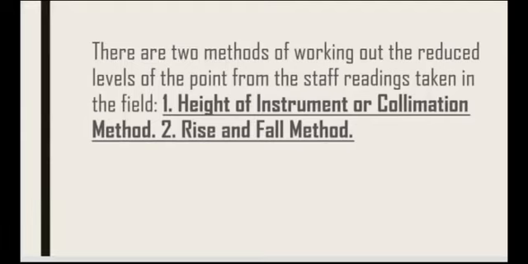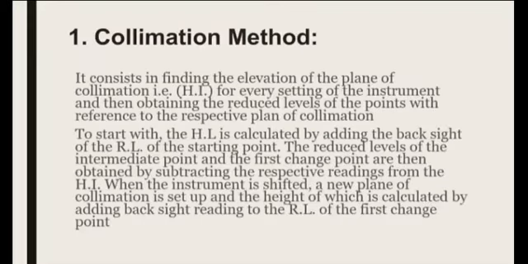There are two methods of working out the reduced level of a point from the staff readings taken in the field. First is height of instrument or collimation, and second is rise and fall method. Collimation method: it consists in finding the elevation of the plane of collimation, that is HI, for every setting of the instrument, and obtaining the reduced level of the point with reference to the respective plane of collimation.